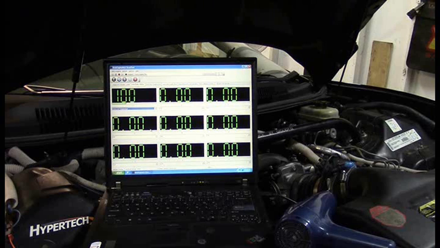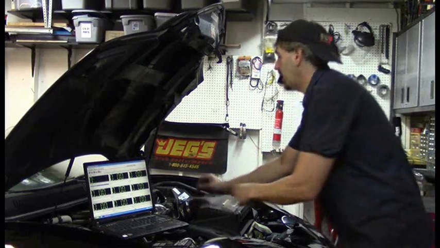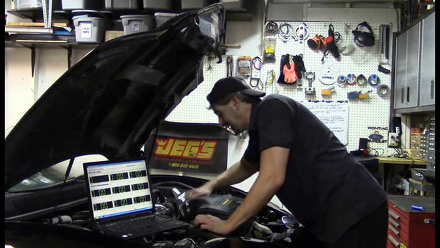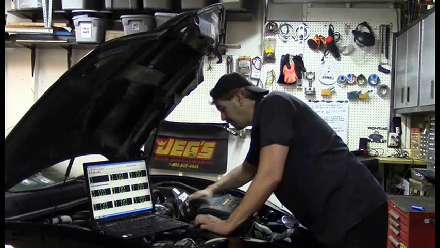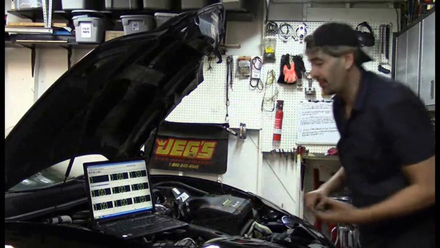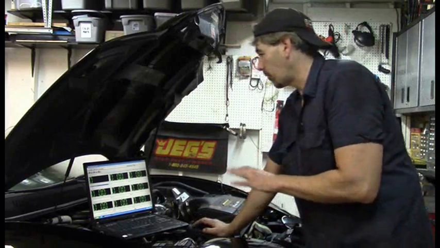So I don't think that we're going to consider that a problem with the lean condition. And obviously we kind of jumped ahead a little bit there, because an IAT would be a dual bank input, and if we find that we only have an issue on one bank, then IAT would have been ruled out anyway, but I wanted to do that while the engine was still cold.